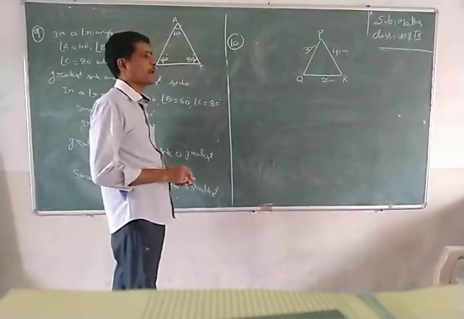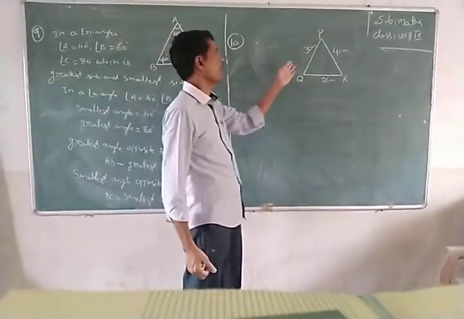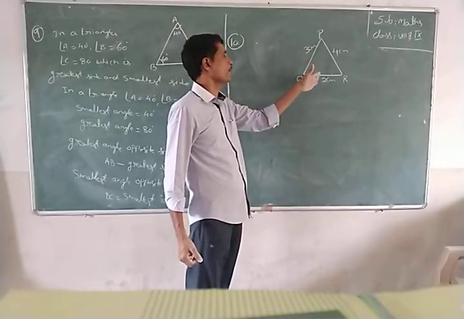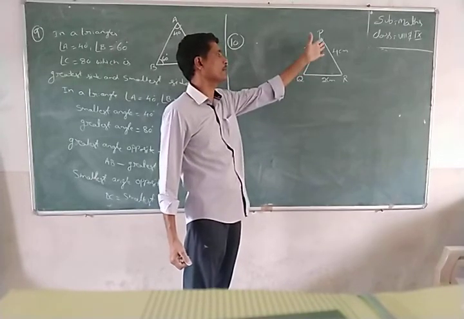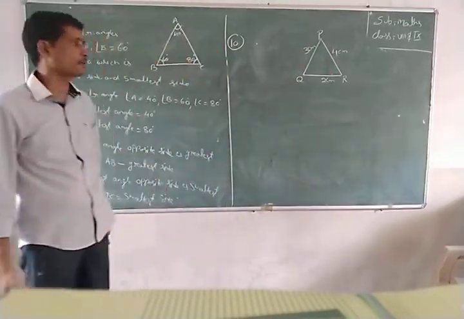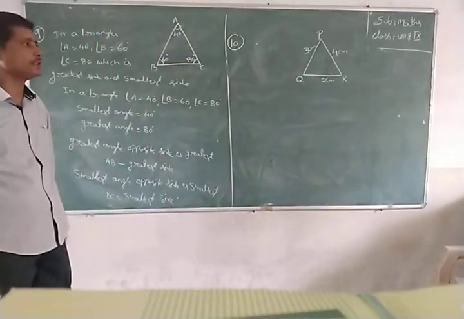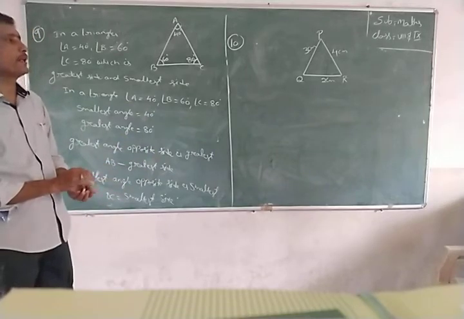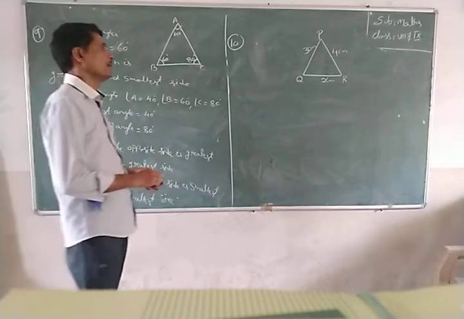So first, can it form a triangle or not? Yes, it can form a triangle here. 3 plus 2 equals 5, and 5 is greater than 4. Next, to check the condition: the sum of any two sides is greater than the third side, and the difference of any two sides is less than the third side.